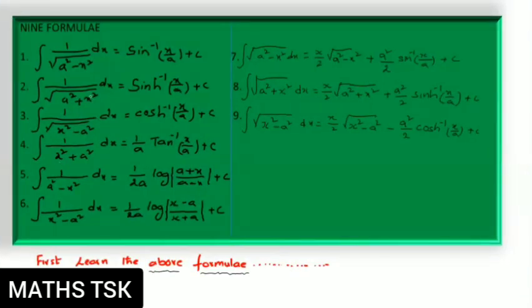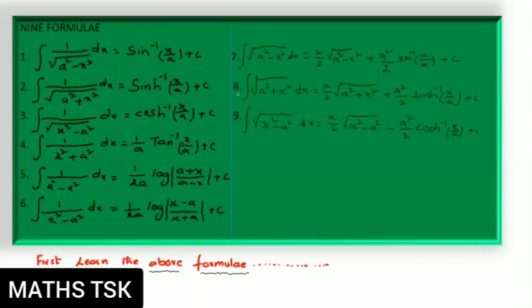Integration of 1 by root of a square minus x square dx is sin inverse of x by a. Integration of 1 by root of a square plus x square is sin h inverse of x by a. 1 by root of x square minus a square is cos h inverse of x by a. 1 by x square plus a square is 1 by a tan inverse of x by a. 1 by a square minus x square is 1 by 2a log of a plus x by a minus x. 1 by x square minus a square is 1 by 2a log of x minus a by x plus a.